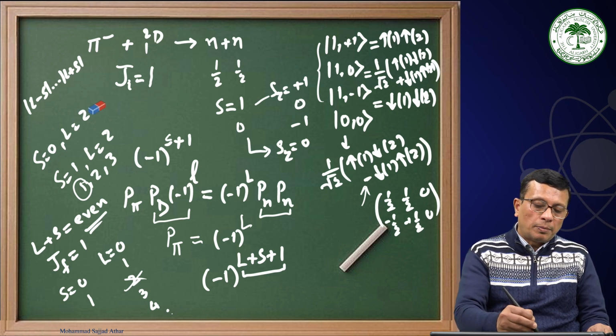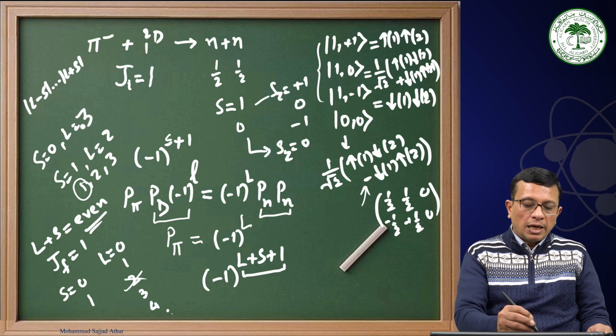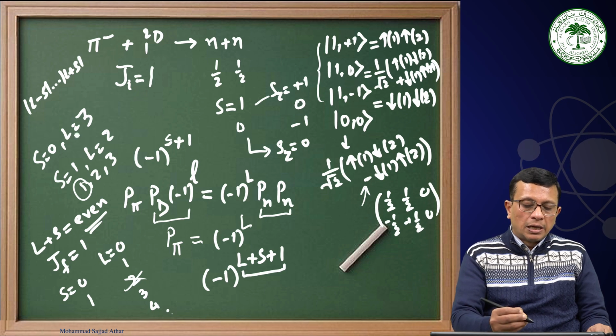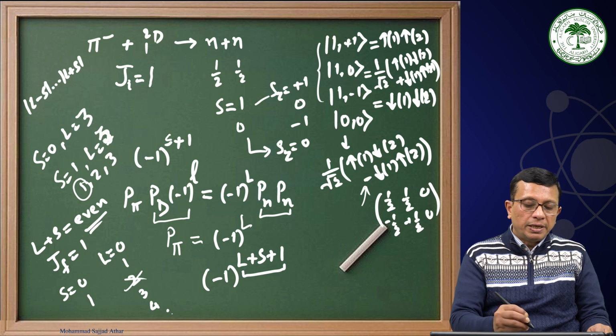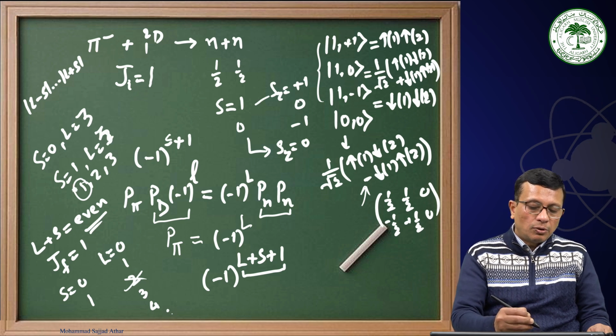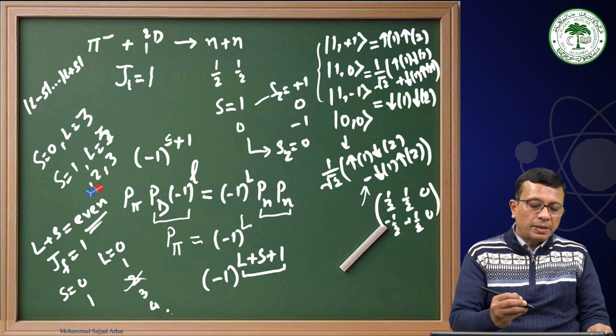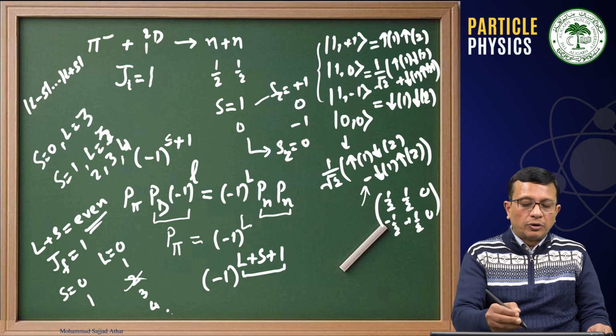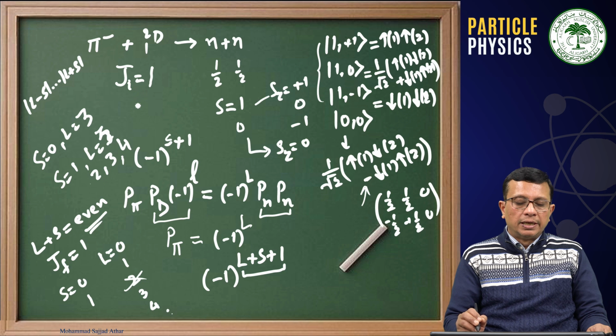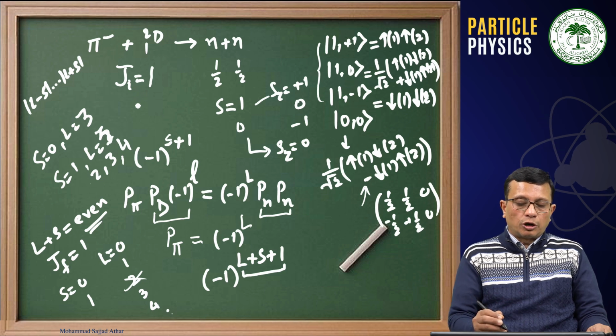Say I am talking about S is 0 and L is 3. Then L plus S will not be even. And if I take S is equal to 1 and L is equal to 3 this time, then J will be 2, 3, 4, and therefore that is not equal to Ji, and therefore that is also not possible.